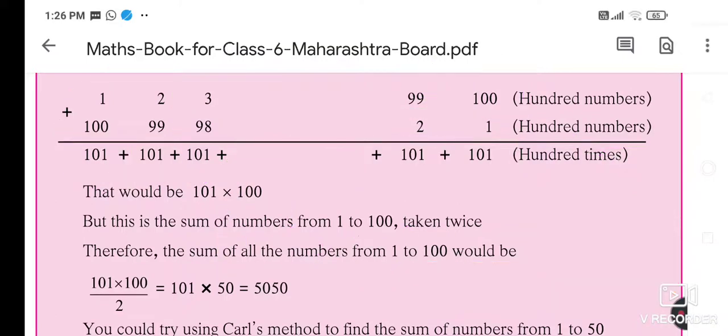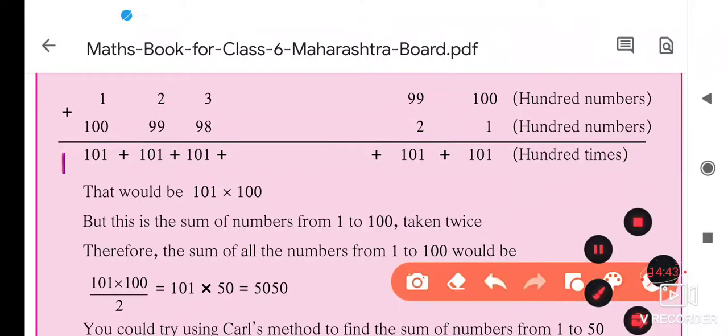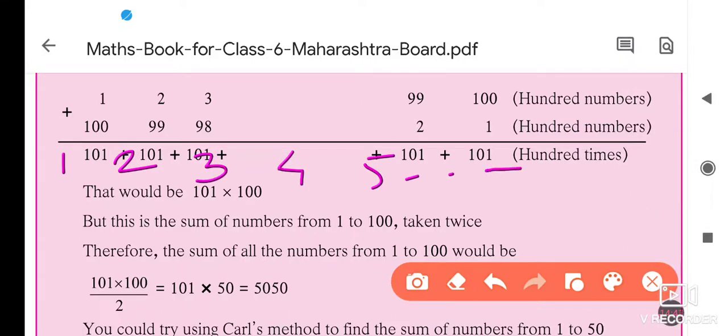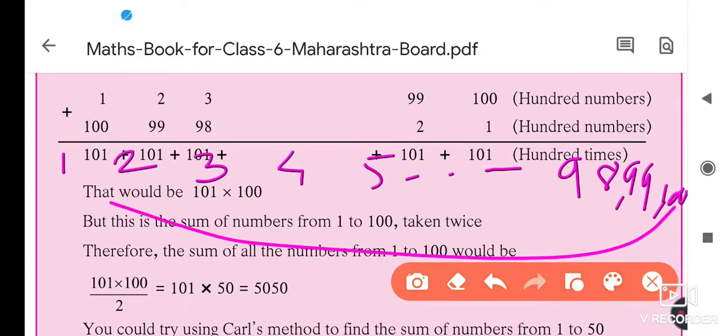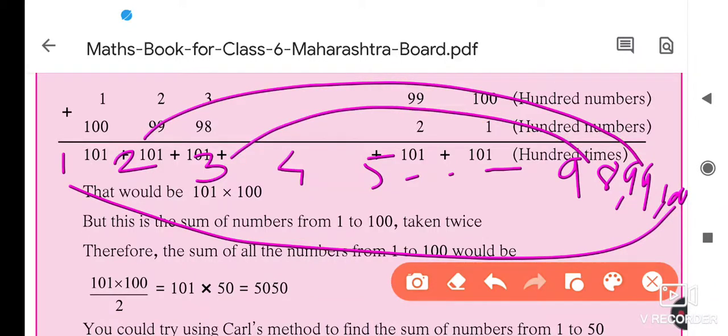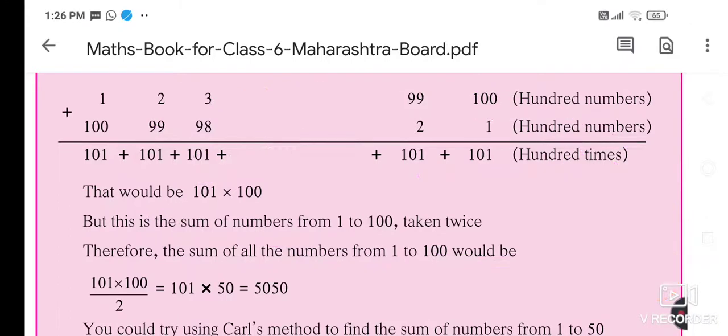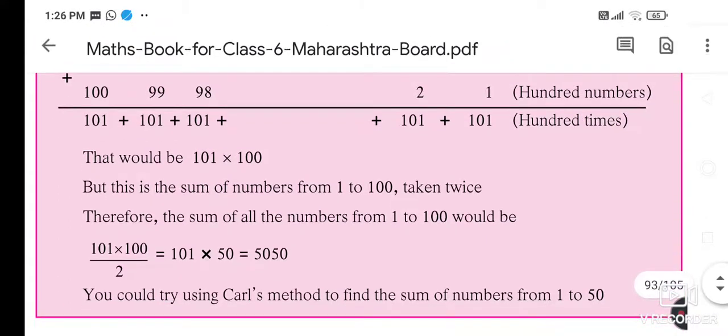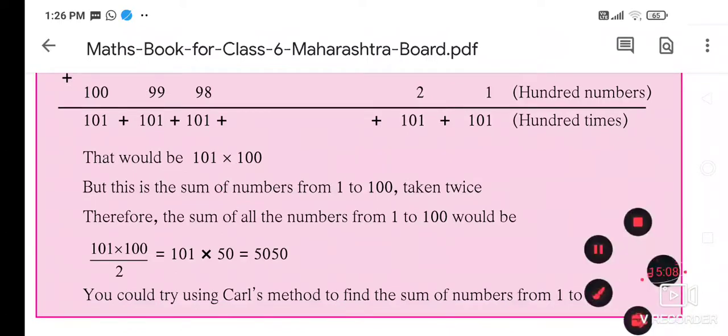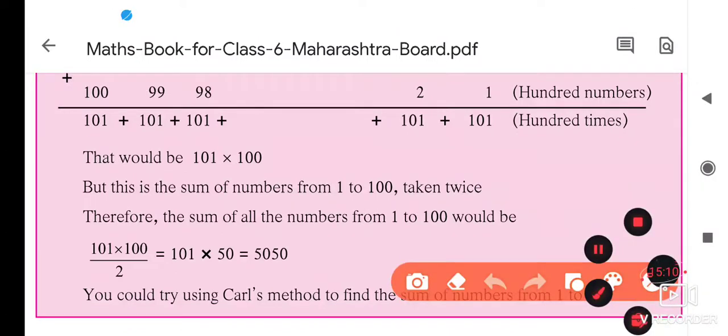Suppose you add 1, 2, 3, 4, 5 and the last numbers, the hidden numbers 98, 99 and 100. So 100 plus 1, 101. 99 plus 2, 101. 98 plus 3, 101. In this way, every first and last number, second and second last number, third and third last number adds up to 101. So how many times did it come?